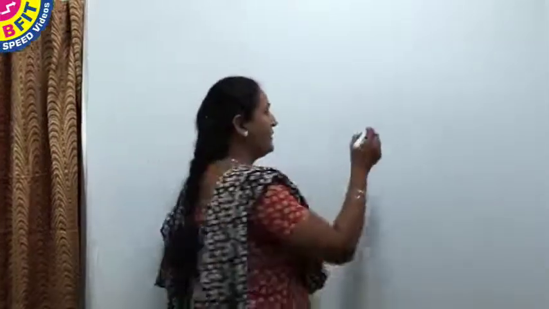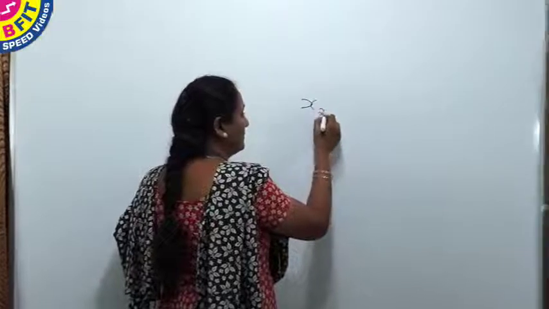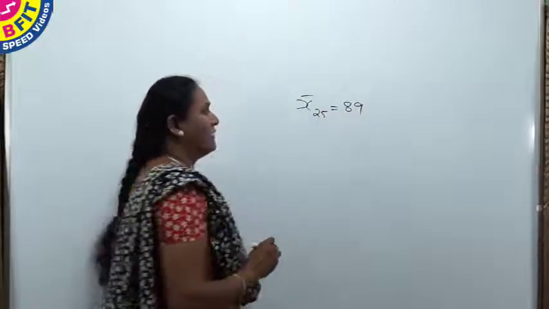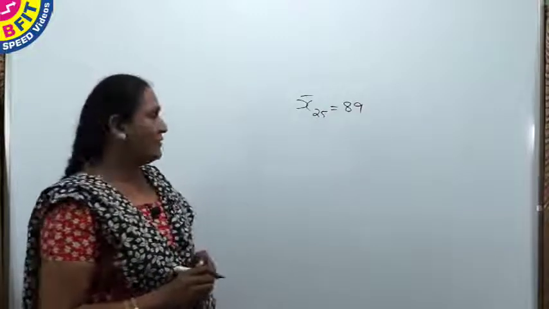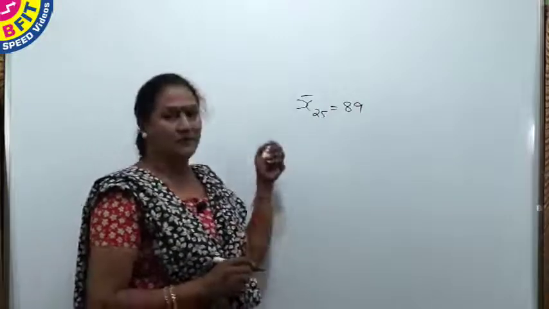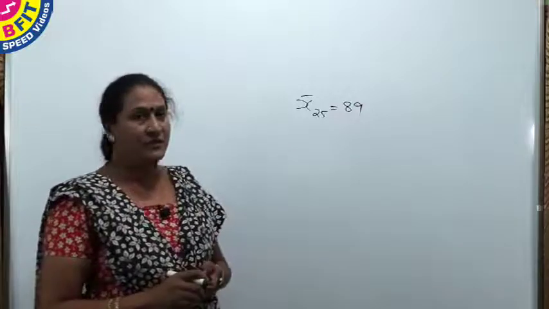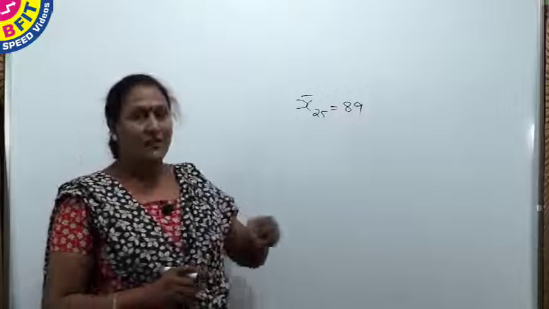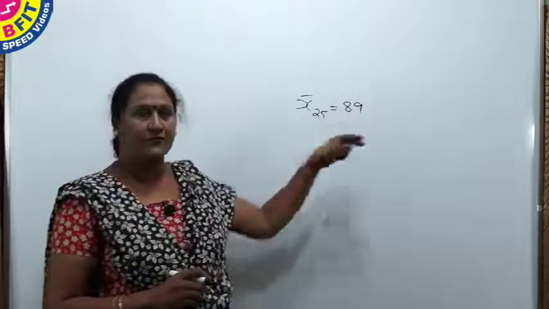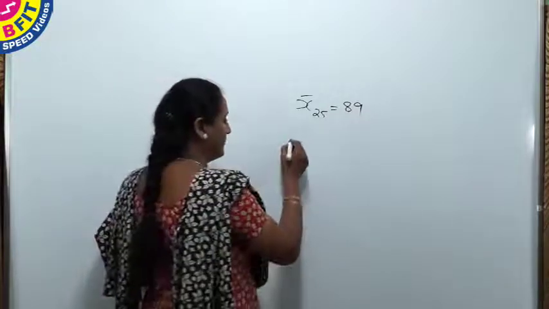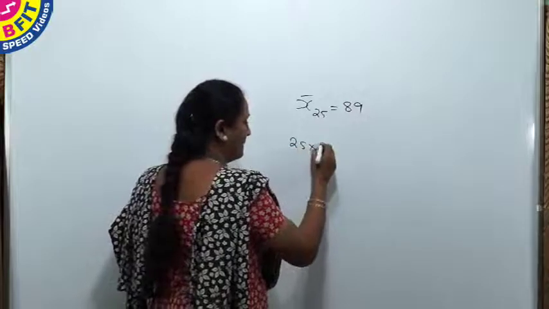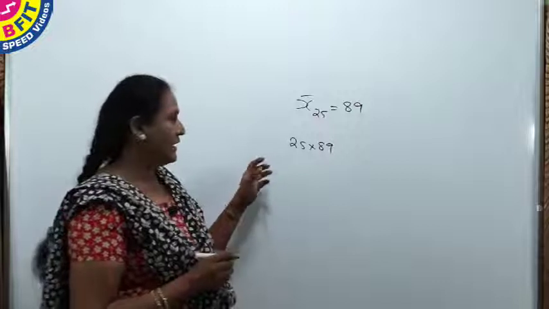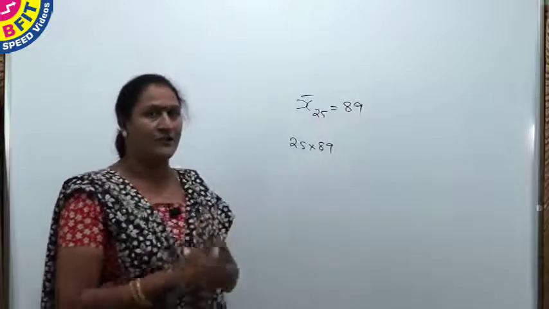So for 25 students, average mark is given as 89. So we will find the sum of marks of all these 25 students. To find the sum of all these marks for these 25 students, we have to multiply the average with the number of terms. So multiplying the average with the number of terms, we have got the sum of marks of these 25 students.